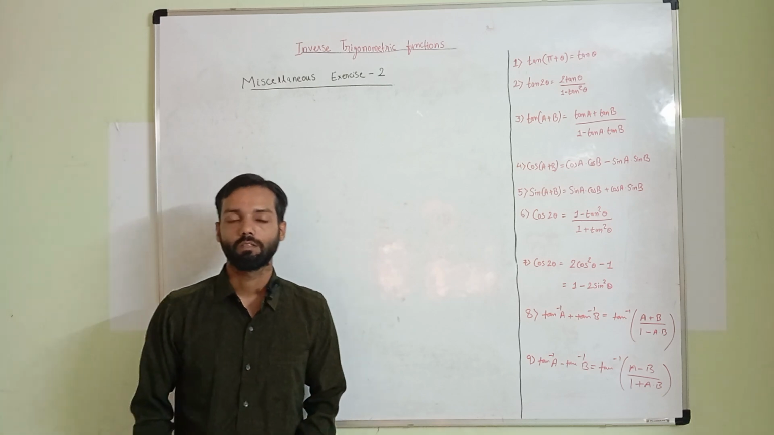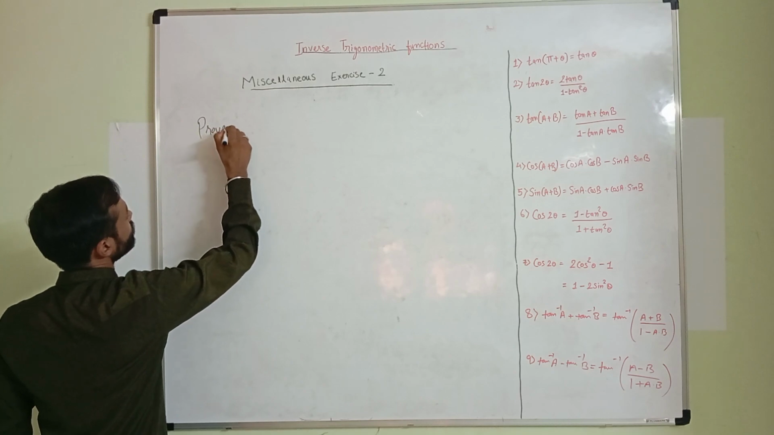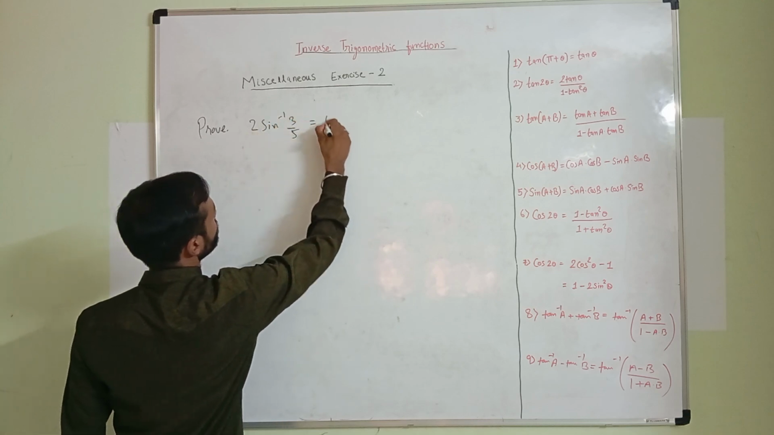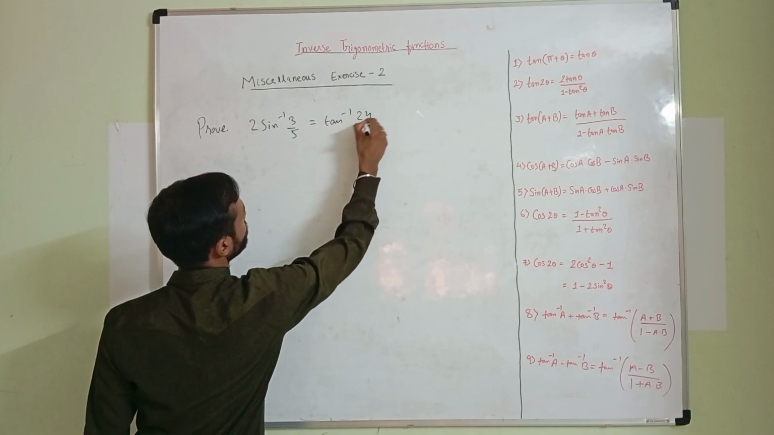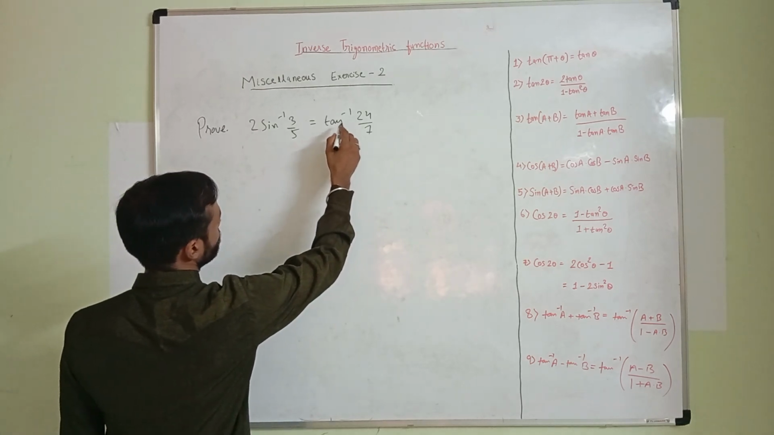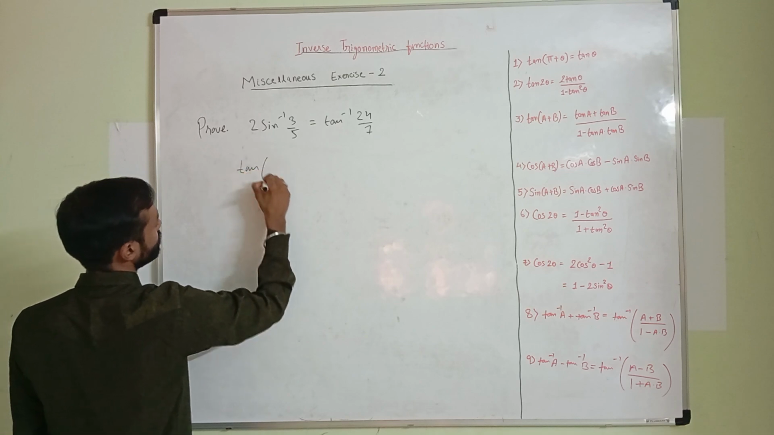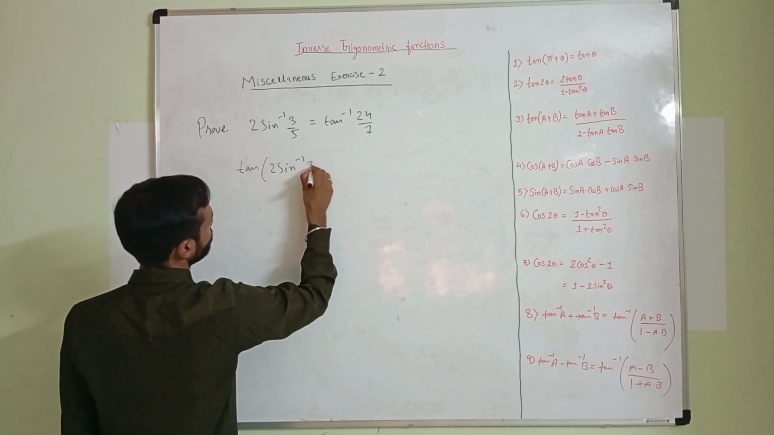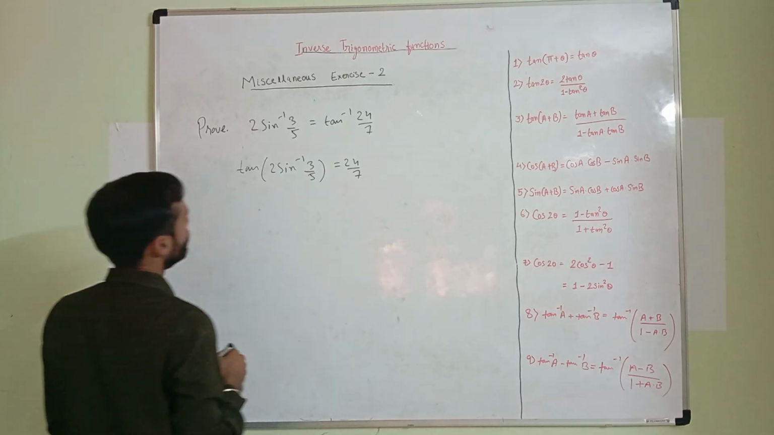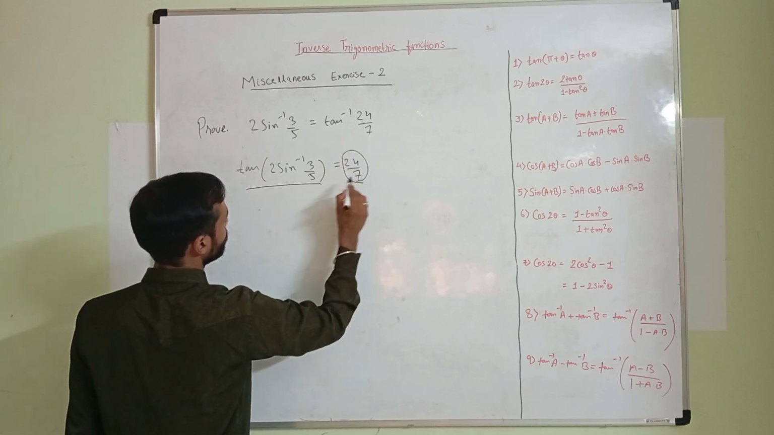This is example number 3. In this we have to prove that 2 sine inverse of 3 by 5 is equal to tan inverse of 24 by 7. Suppose first we shift this tan to the left hand side. So this equation will become tan of 2 sine inverse of 3 by 5 equals 24 by 7. Now we will try to make this value equal to 24 by 7.